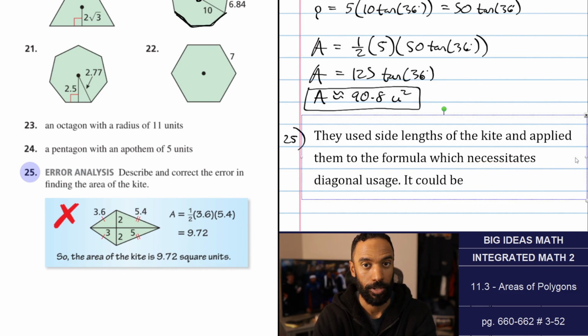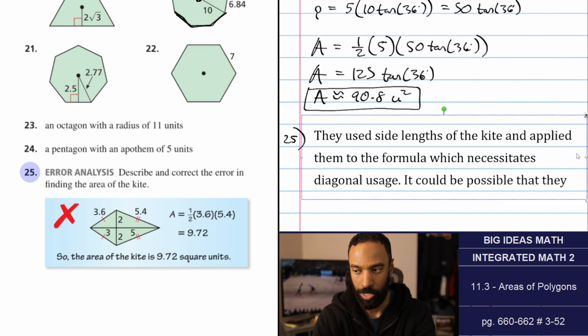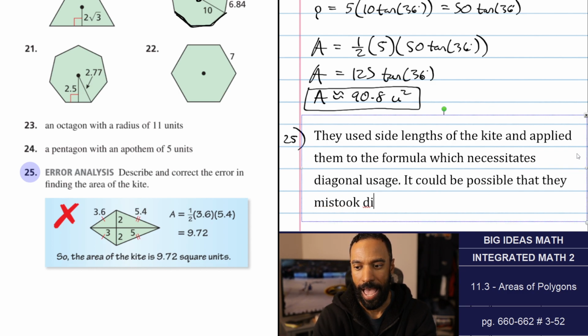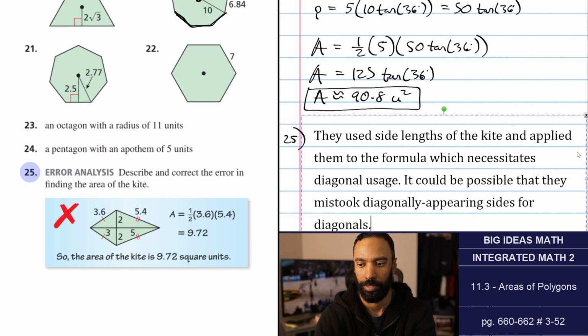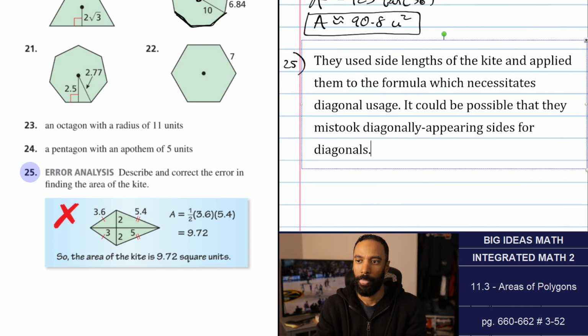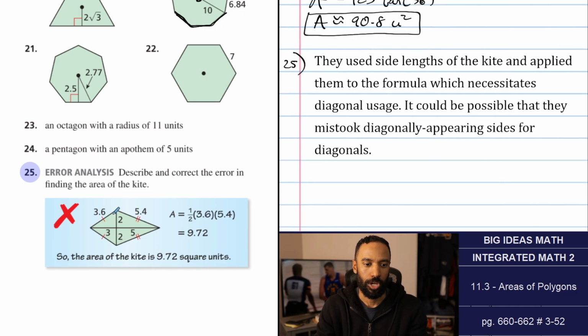It could be possible that they mistook diagonally constructed sides, diagonally appearing sides, for diagonals. See, diagonals are segments across non-adjacent vertices. This is a diagonal. It may be vertically drawn, but it is a diagonal. These diagonals here are perpendicular.